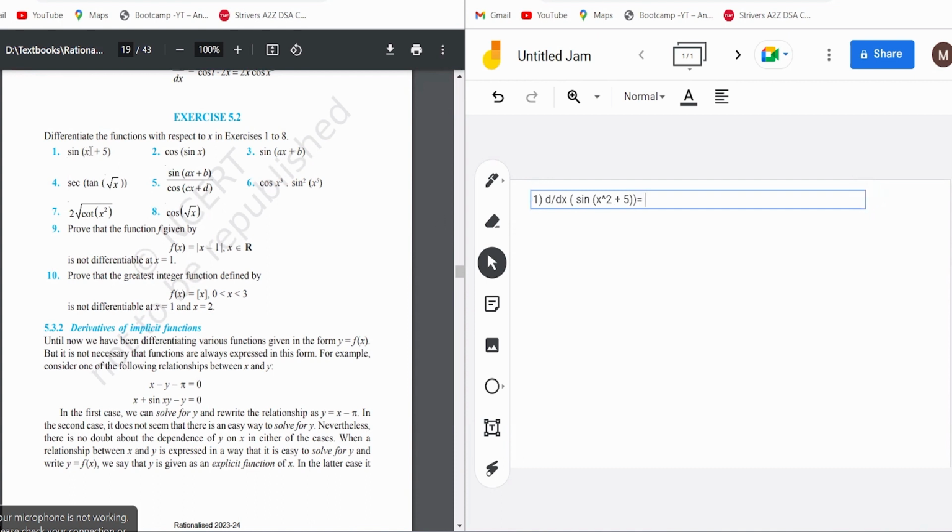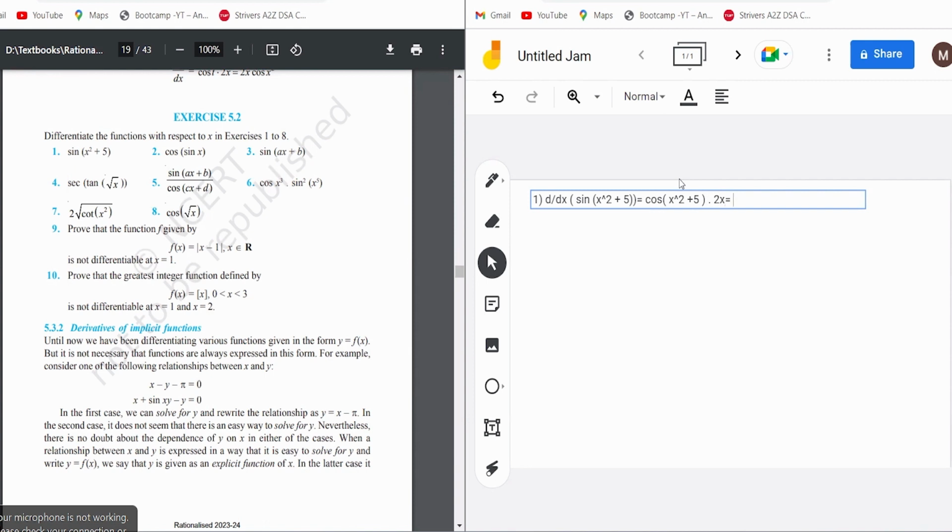See, firstly, as I told you, in sine of x square, firstly we will differentiate the outer part. What is the outer part here? Outer part is sine. What is the differentiation of sine? Cos. Inner part will remain the same. So cos of x square plus 5, and multiplied by differentiation of x square plus 5. Differentiation of x square plus 5 is nothing but 2x plus 0, because differentiation of a constant is 0. So multiplied by 2x.